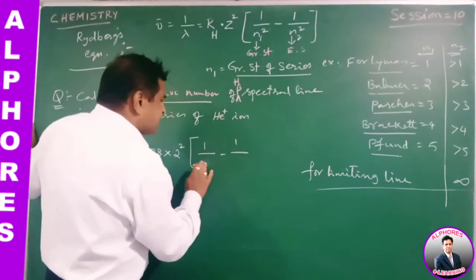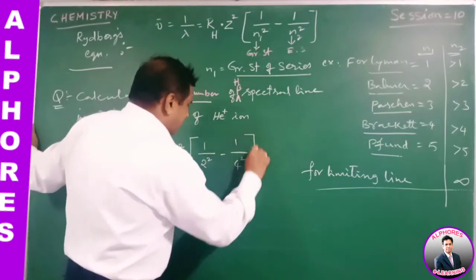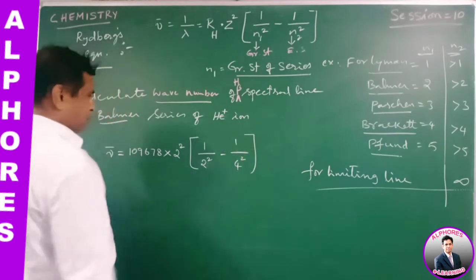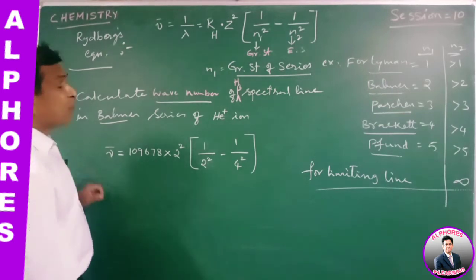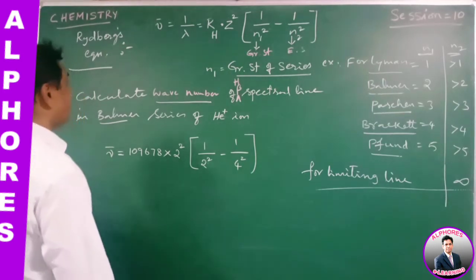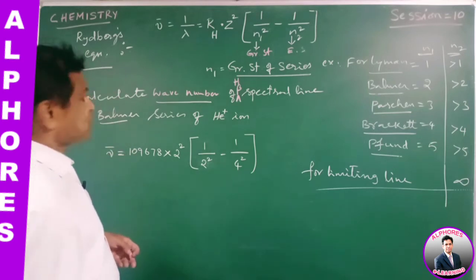So let us mention it 2 square, okay, you can understand much better. It is 4 square because it is N1 and it is N2. Okay, so simplification, you will get the answer. That is calculation of wave number of the electron. Okay, calculation of wave number. That is one point I wanted to explain.